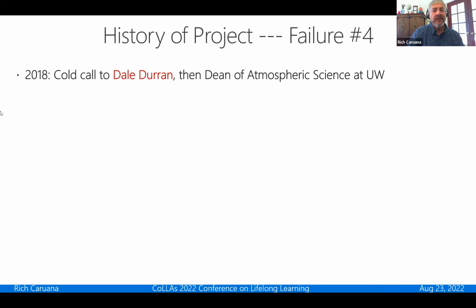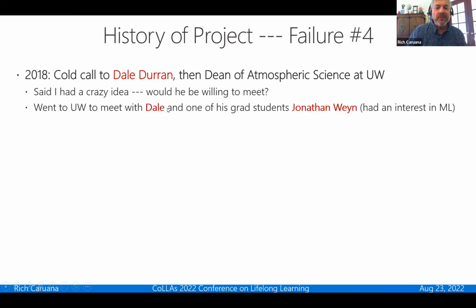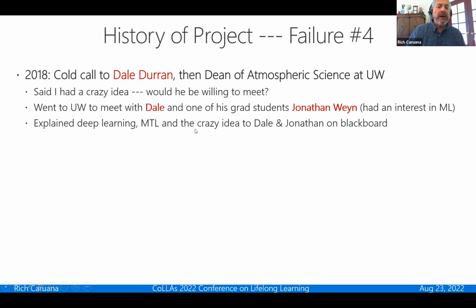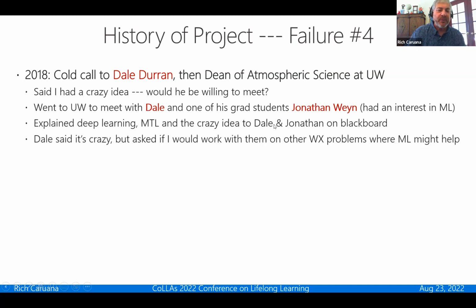Two years later, I called Dale Durran. He's the Dean of Atmospheric Sciences, Dean of Weather Forecasting in some sense at UW, which is a university around the corner from Seattle and Redmond. And I said, I had this crazy idea. I went to a meeting with Dale and one of his grad students, Jonathan Weyn, who was interested in machine learning, but he's an atmospheric science weather grad student. He's a physicist. And I explained the crazy idea I had to Dale and Jonathan on the blackboard.